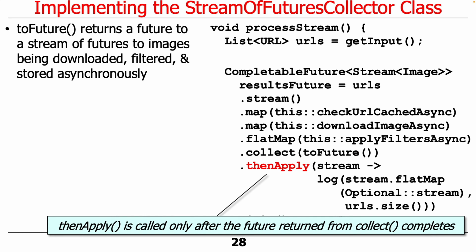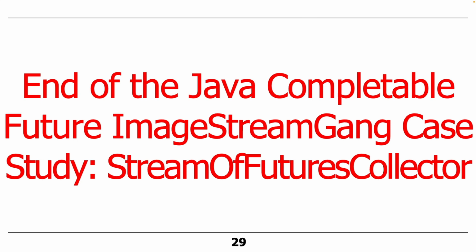Then thenApply is called only after the completable future returned from collect completes. So it's that nice reactive way of waiting for lots of other stuff to finish with only a single point. And I should use the word waiting loosely here because it's not really blocking. It just is triggered when everything else is done. So that's the end of the StreamOfFuturesCollector discussion.